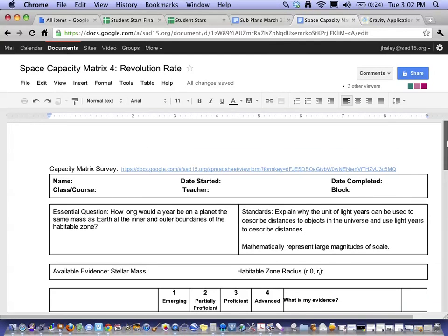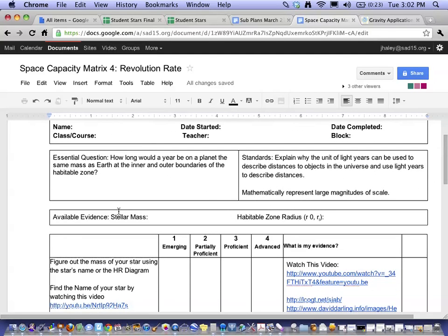In the fourth capacity matrix, you're figuring out how long it would take your planet to travel all the way around your star if it were at the distance of your habitable zone. To do this, you need a couple pieces of information. You need the stellar mass of your star.